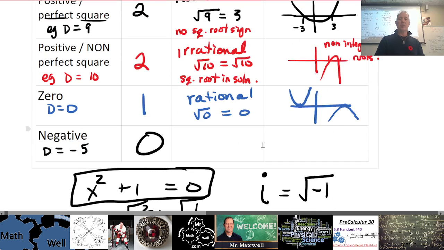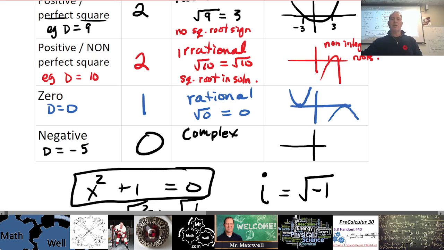The type of roots would be complex. So not rational, not irrational, not 0. Complex is what they call them. And again, I won't talk too much about that. But the graph, what you guys are concerned with, is this would be an example of a graph that does not touch the x-axis at all.